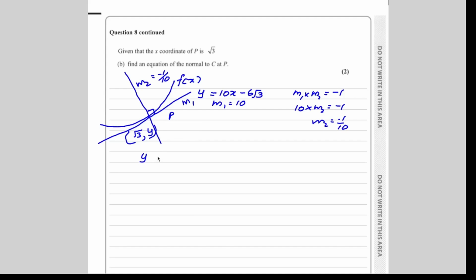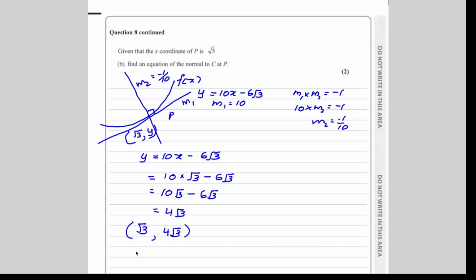So I'm substituting into y equals 10x minus 6 root 3. Then 10 times root 3 minus 6 root 3 equals 10 root 3 minus 6 root 3, which becomes 10 minus 6, which is 4 root 3. So the coordinate comes as root 3, 4 root 3.